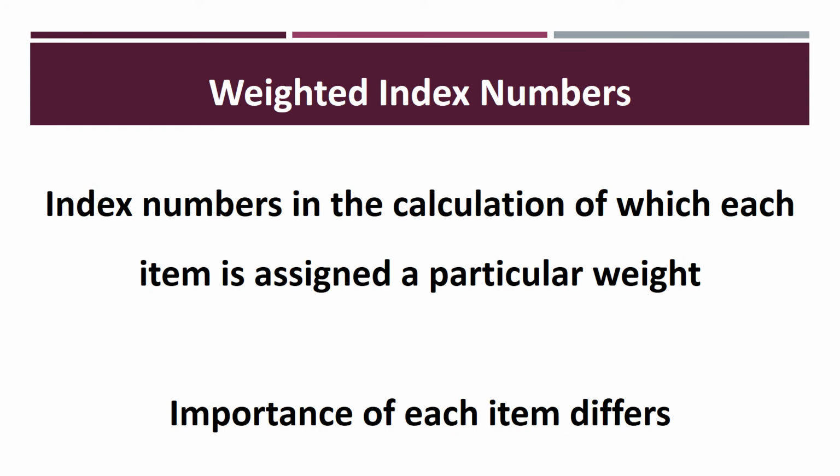Whereas, in the case of a weighted index number, importance is given to the weight of an item. The weighted index numbers are those index numbers in the calculation of which each item is assigned a particular weight. So, the importance of the items differ. Therefore, we can see that the weighted index numbers are obtained by taking into account the weight of each item.